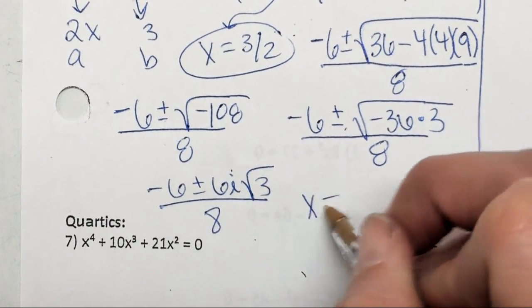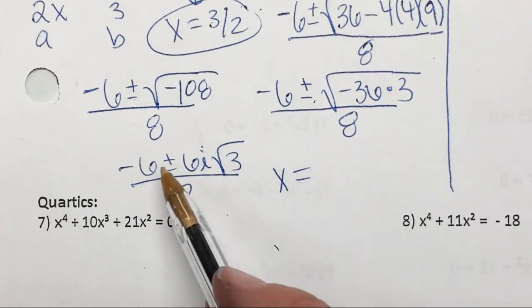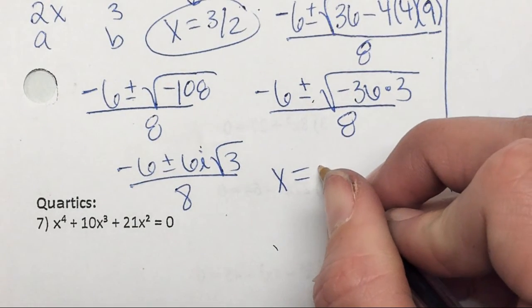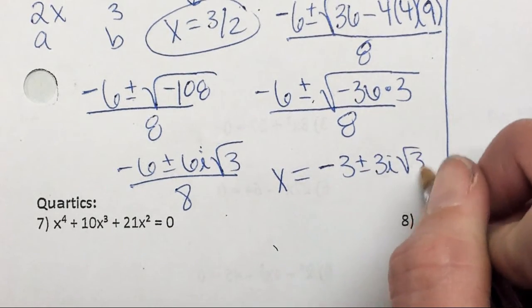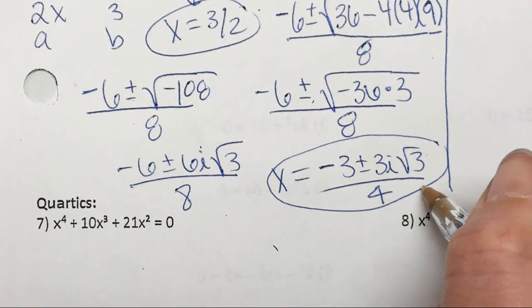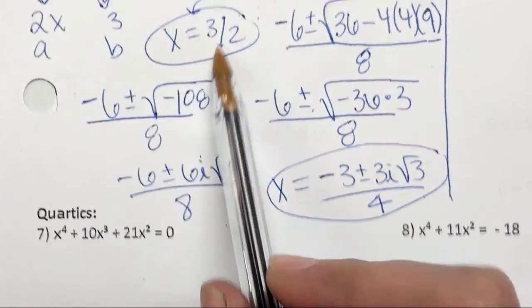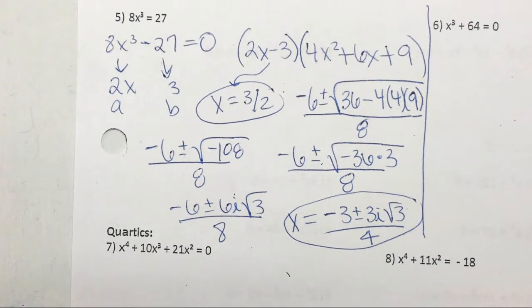And then finally, we can simplify this by taking a common factor out of everything. So tell me the final answer. Good. How many answers is this right here? How many here? 1. So our degree is 3 and we have 3 answers.